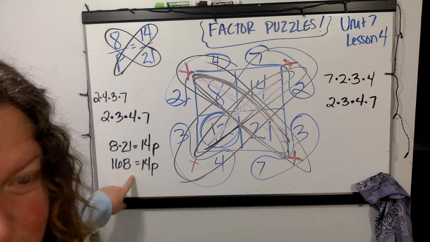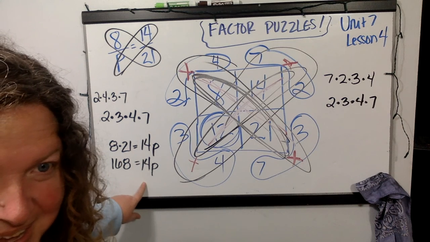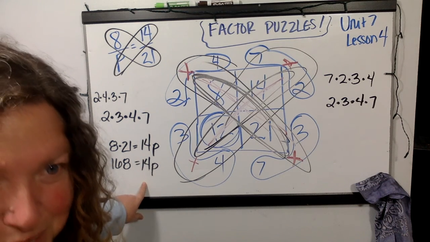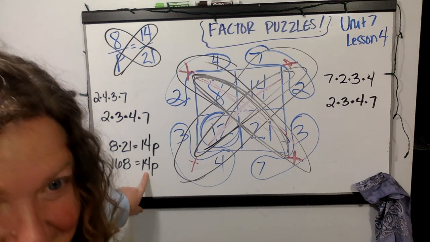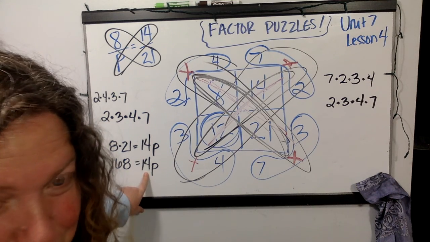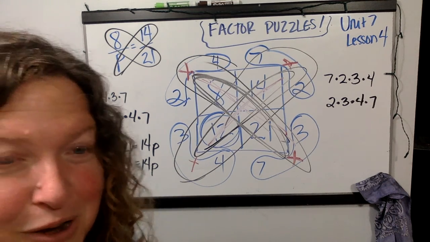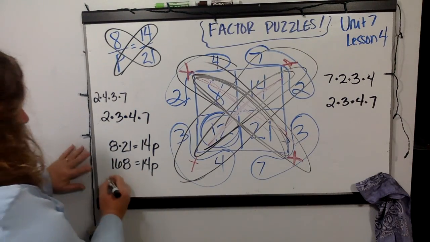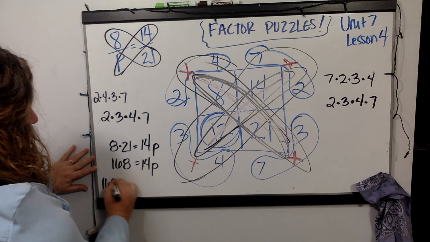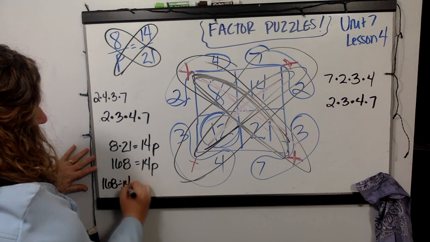168 equals 14 groups of p. Now we can use what we learned in the last unit. Instead of multiplying by 14, we don't want 14 groups. Remember, we want to isolate the variable. We want one group. We're going to divide by 14. So on this side, 168 divided by 14.